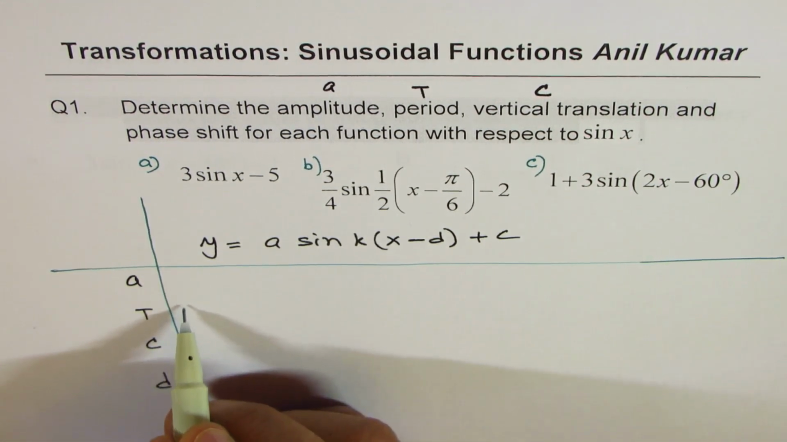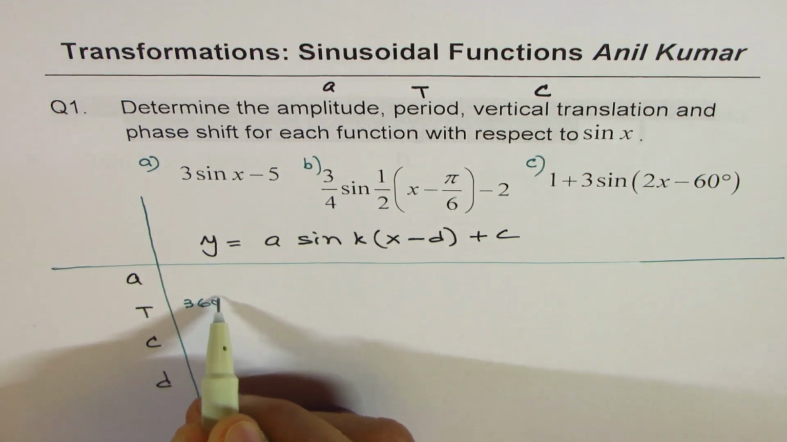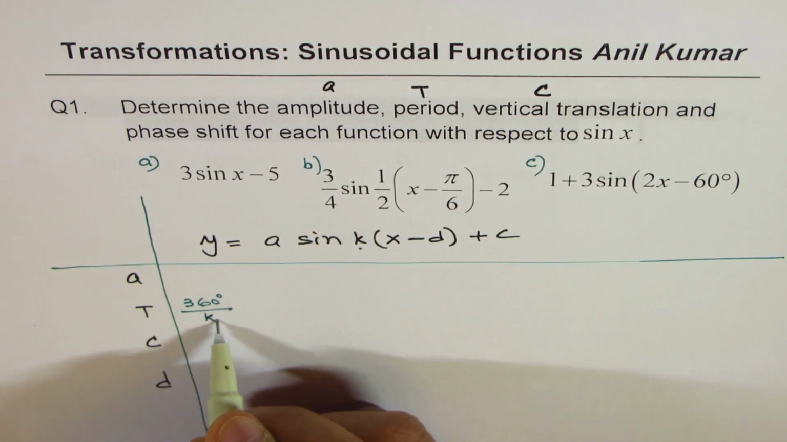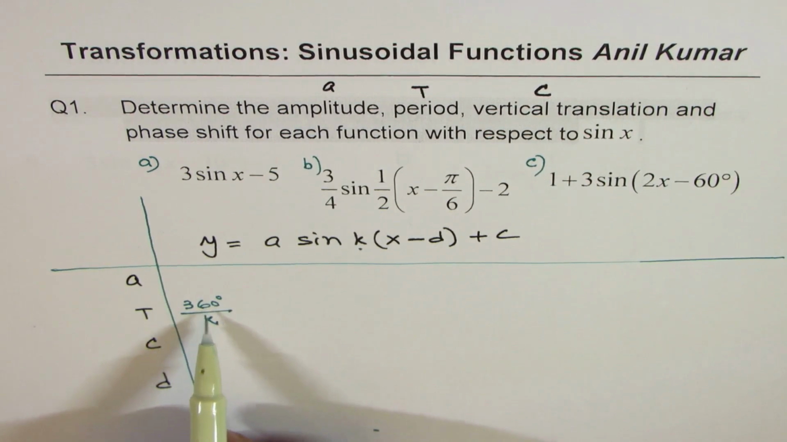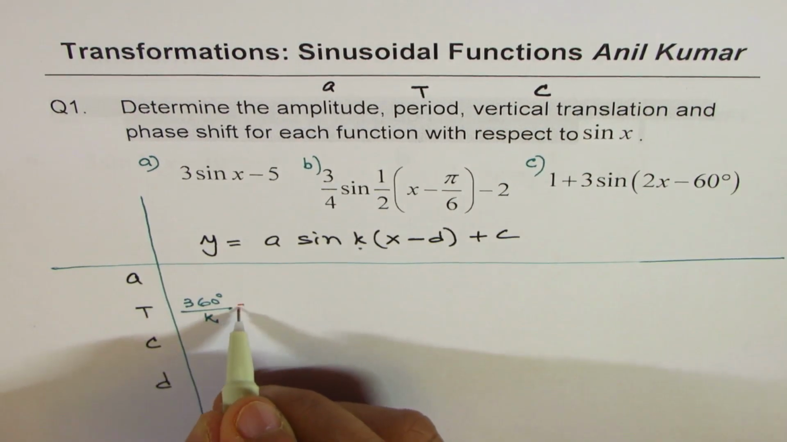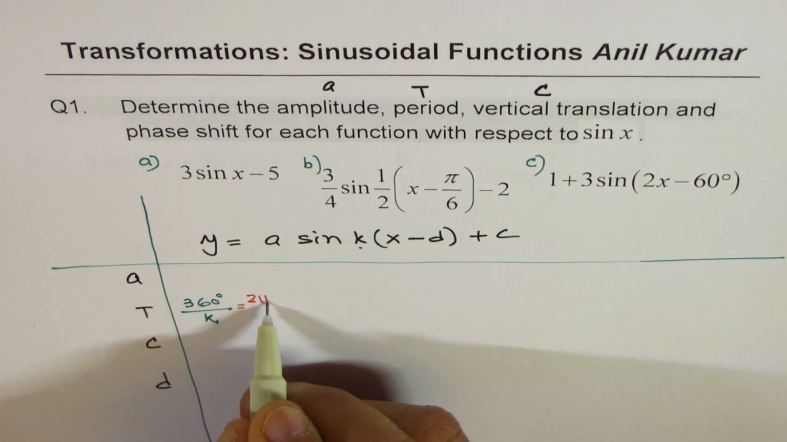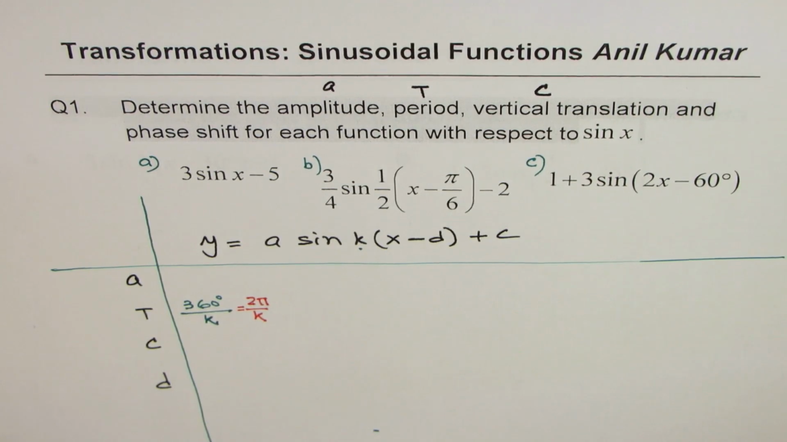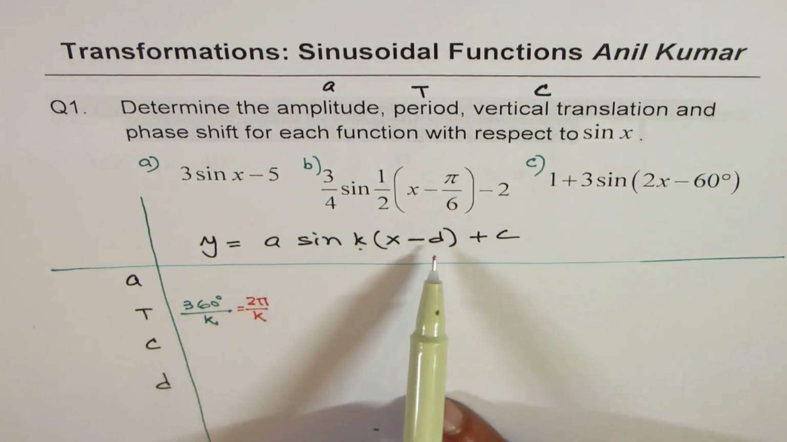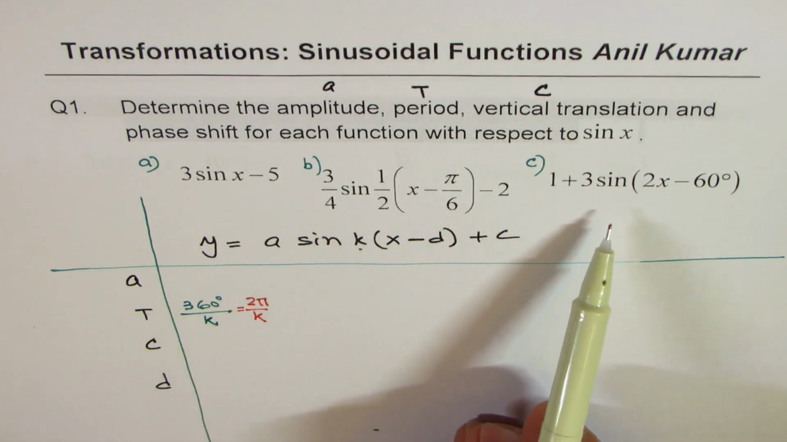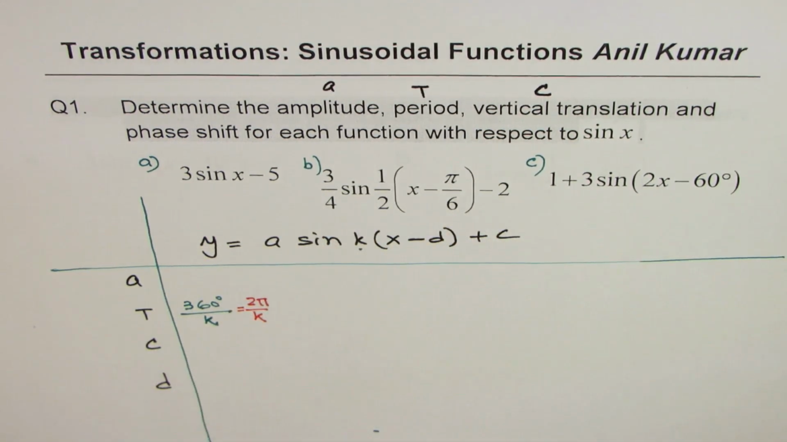So time period will be 360 degrees divided by k, if you're working in degrees. And if you're working in radians, then it will be 2 pi divided by k. Is it okay? So that is the time period. The values of A, C, and D can be directly read from these equations, right? Not a problem at all.